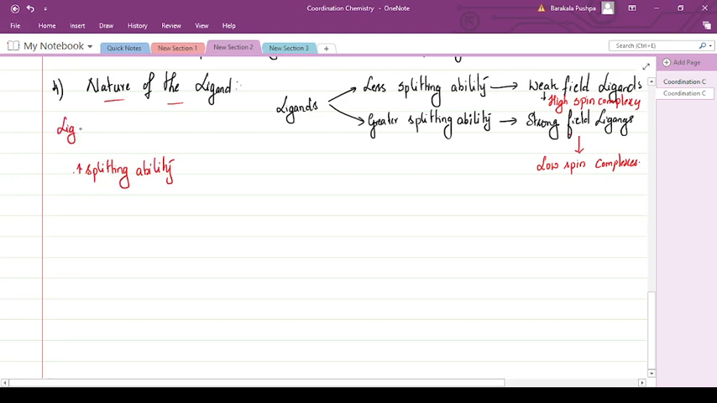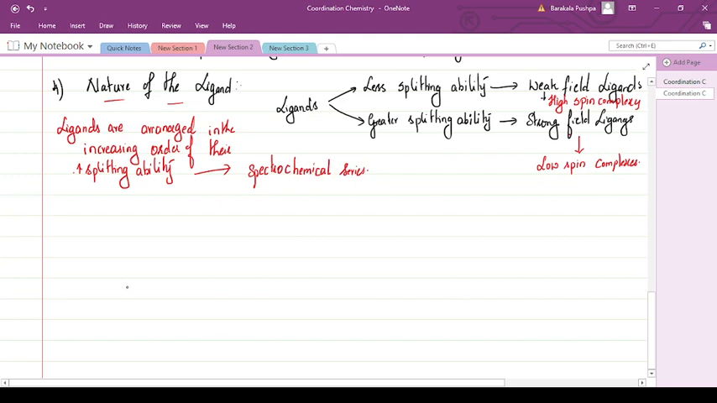Ligands arranged in the increasing order of their splitting ability is called a spectrochemical series. Now we will see how this series actually looks.